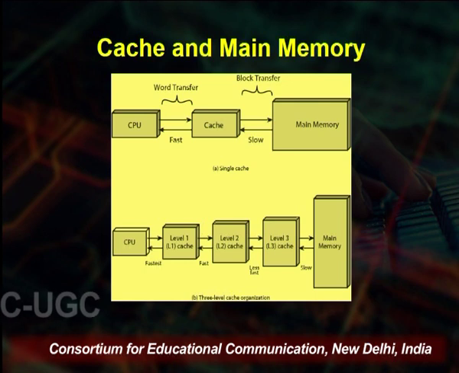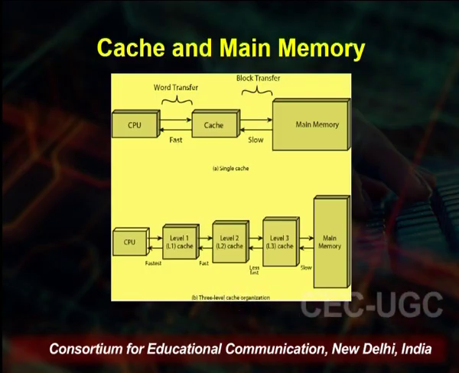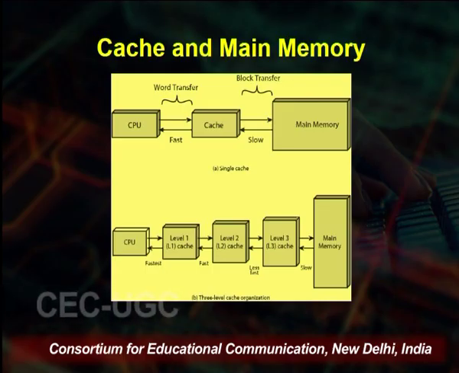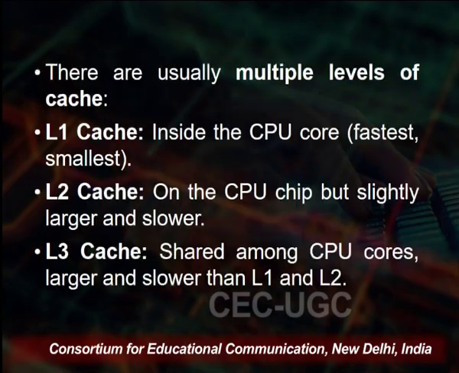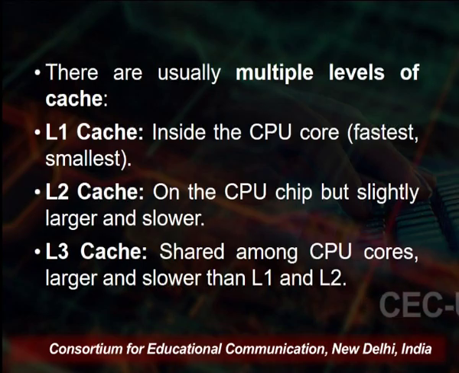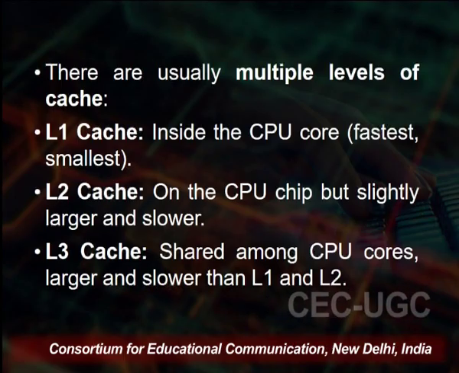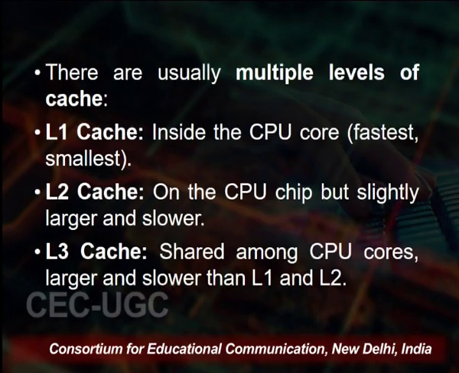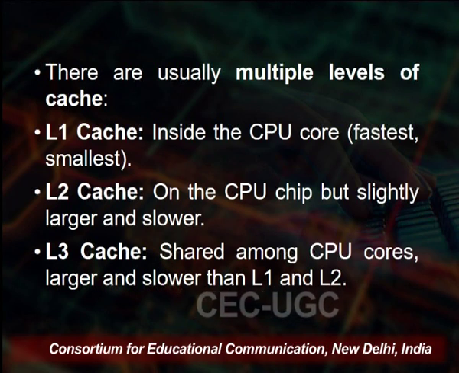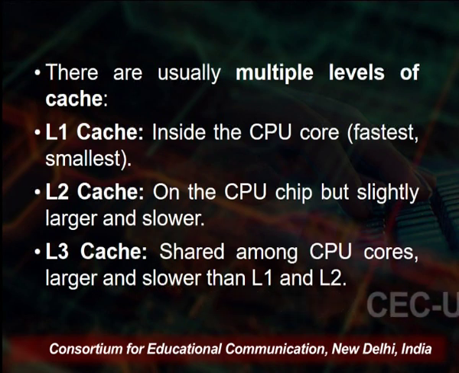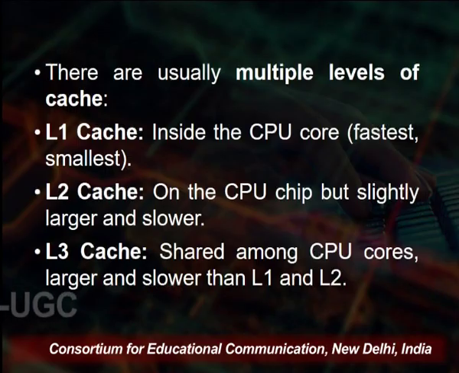Now, we could also split this single cache into multiple levels of cache, level 1, level 2, level 3, to reduce the access time. We will take these levels 1, 2 and 3 a little later, when I go into details further ahead. So, we have seen the multiple caches here. L1 cache is usually inside the CPU because it's the fastest and the smallest. L2 cache is on the CPU chip, but it is a little larger and obviously slower as compared to L1. L3 cache is shared amongst the CPU cores. It is the largest amongst all and obviously slower than L1 and L2.